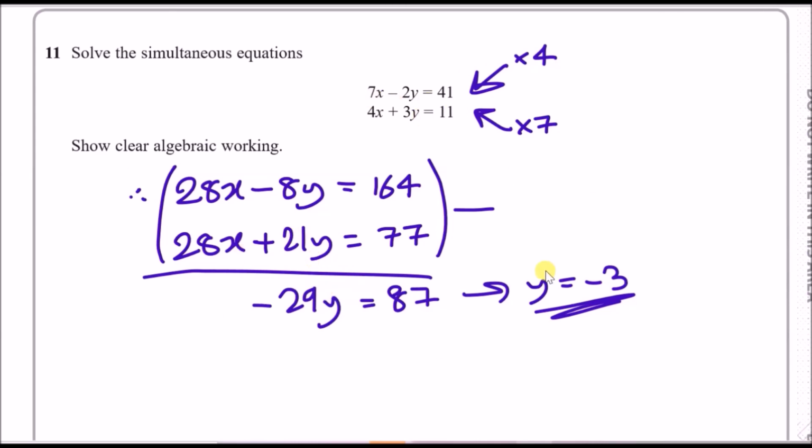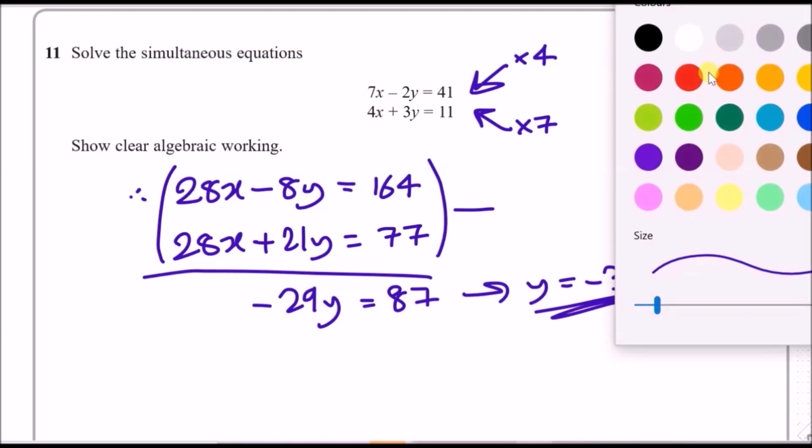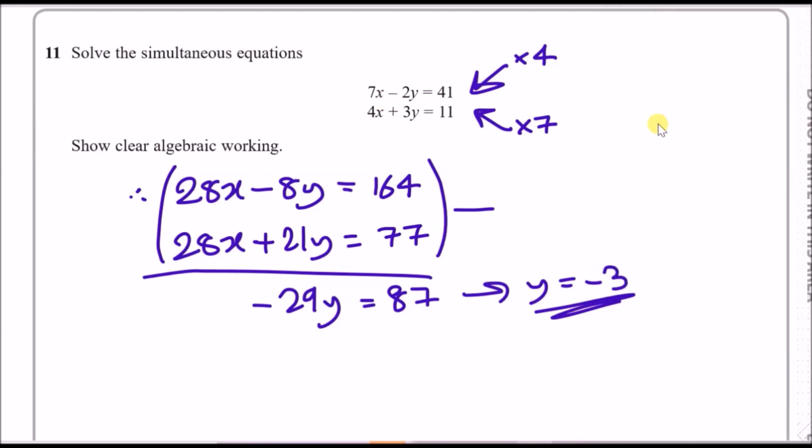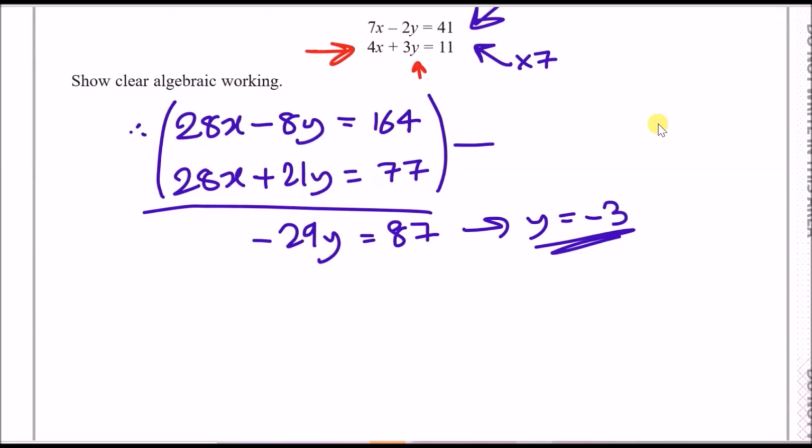And what I would personally do is look at all the possible equations I have and just pick the easiest one. Now, for me, the easiest one is probably the second one, and this is just me. If I replace this y value with -3, we now have 4x, which is the same one, plus 3 times -3. That's actually -9, and then equals 11.